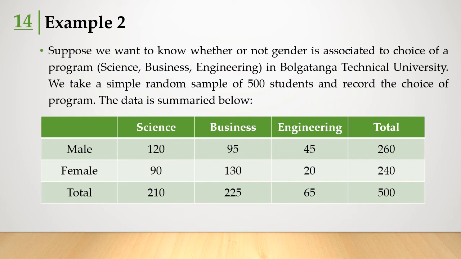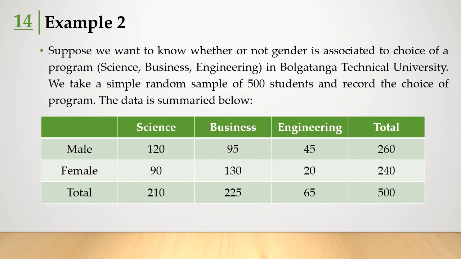For example, we have this data where we have students, male and female, and then a School of Applied Science and Art. We just call that Science, Business, and Engineering. Basically, we want to see whether, for male and female, there is a relationship, in short, between gender and the type of courses that they do.